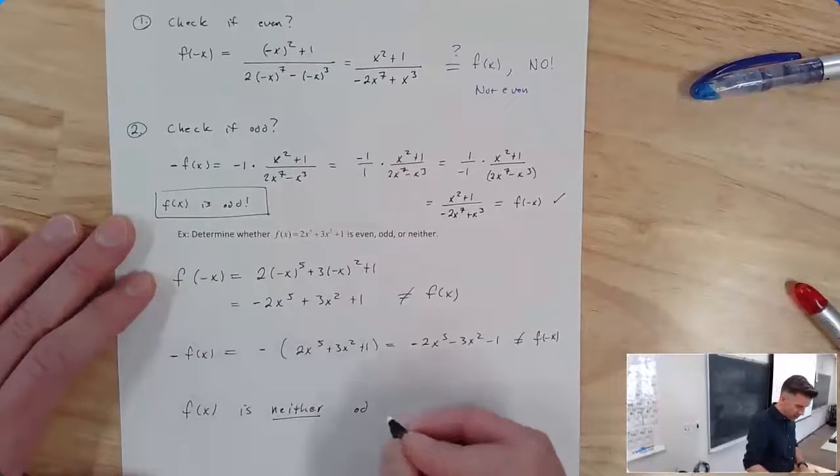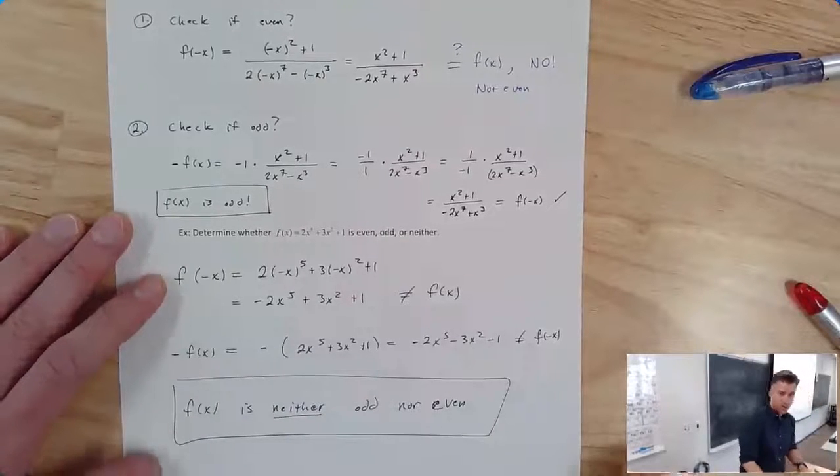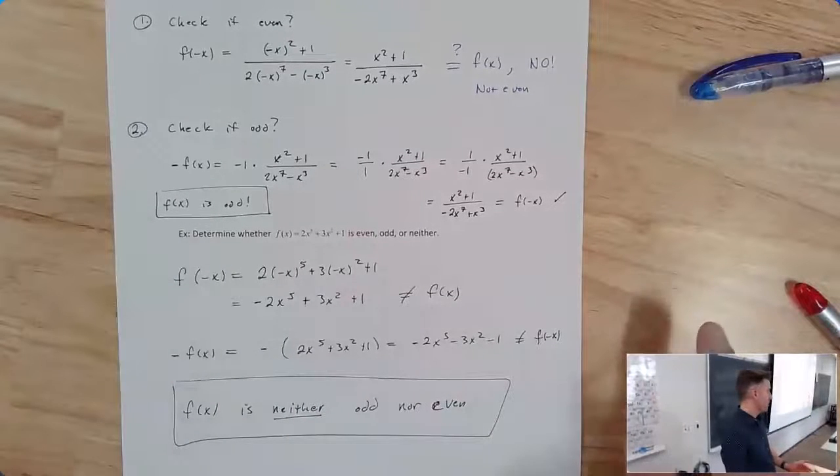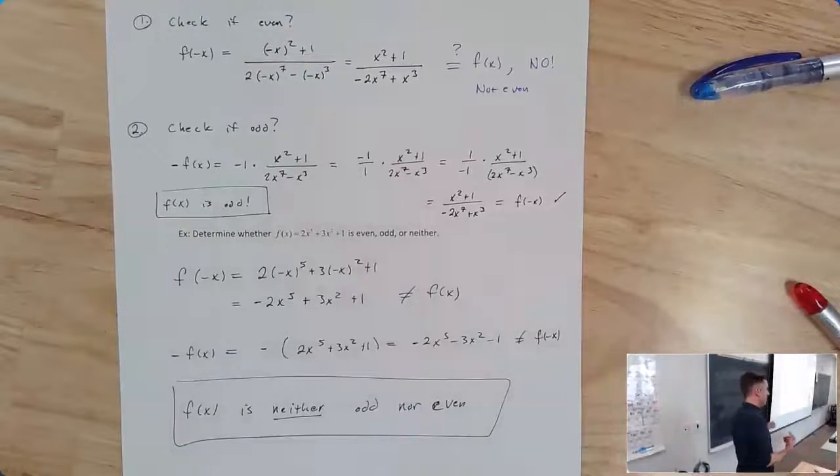You can just say neither, or you can say neither odd nor even. So that's how you show if a function is even or odd or neither. Check to see if f of negative x equals f of x. If not, you check to see if f of negative x equals negative f of x, and if that's not, then no, it's neither. All right, that's all I have got.